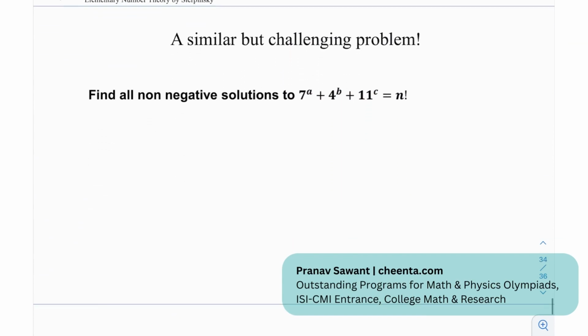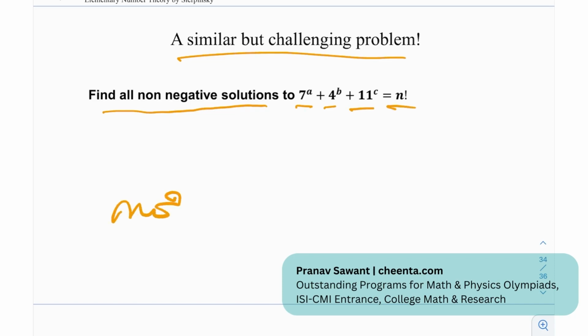And at the end we have a similar but challenging problem, kind of a similar version of the problem that we just solved. Find all non-negative solutions to 7 raised to the power a plus 4 raised to the power b plus 11 raised to the power c is n factorial. Again, whenever you see a factorial diophantine, you just need to work mod n. You just need to figure out what value of n you need to use.